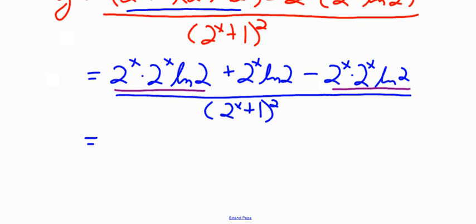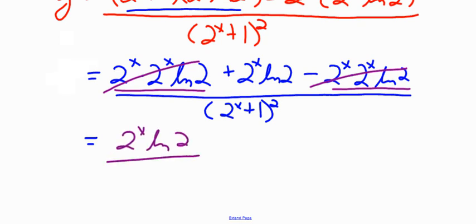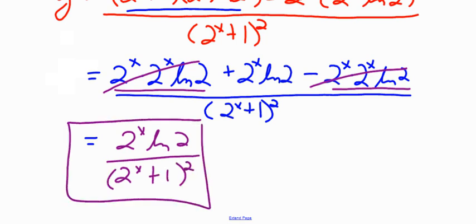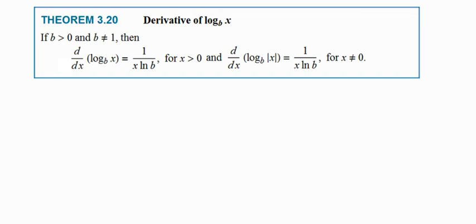All right, it's not a GCF. I can see that it's positive and negative and they reduce to 0. And then I'm only left with this middle term, 2 to the x ln of 2 over the quantity 2 to the x plus 1 squared, and that's my derivative. All right, there we go. We got this one. Moving on, we have the derivative of a logarithmic function.